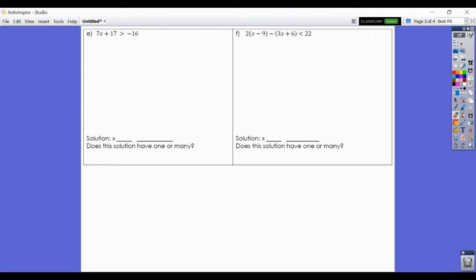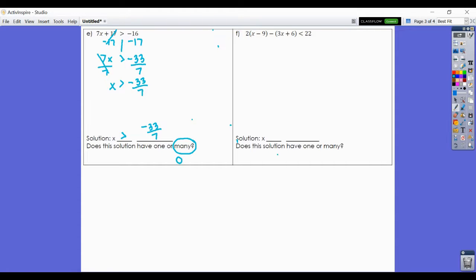Example E, let's go ahead and solve it. We subtract 17 on each side, leaving us canceling it out on the left side with just 7x, and on the right side we get negative 16 minus 17, which is negative 33. You divide each side by 7, and we get our answer to be x is greater than negative 33 over 7. No equal to this one, but still many solutions because it's everything above that number.